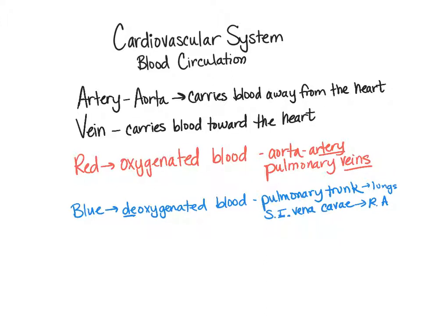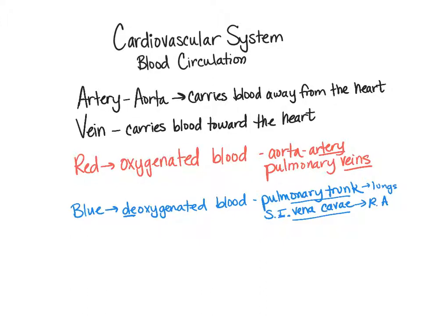So one is going toward the heart and the other is going away from the heart, but they're both carrying deoxygenated blood. So assuming that red means artery and blue means vein is an incorrect assumption. It's based on whether or not they have oxygenated blood or deoxygenated blood. So as we're moving through this, keep that in mind.